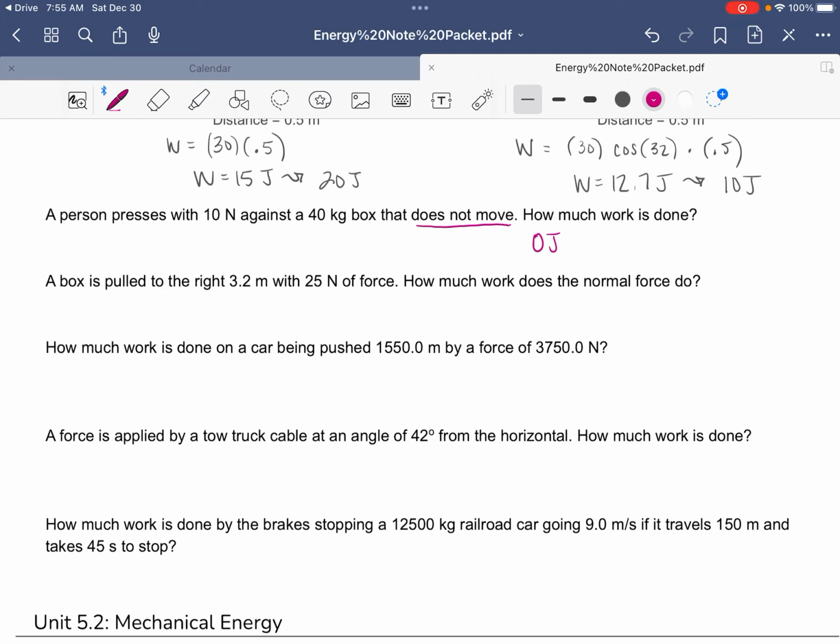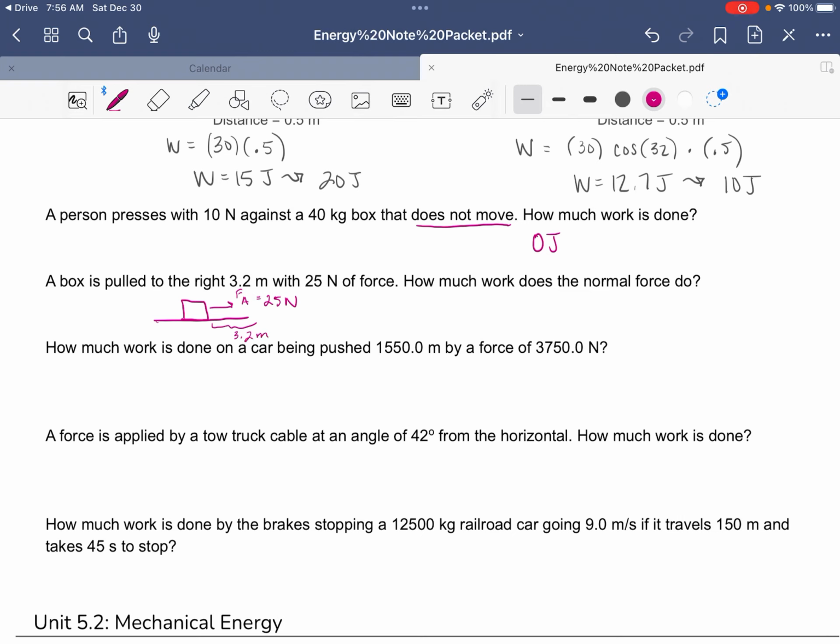For the next one, a box is pulled to the right 3.2 meters with 25 newtons of force. How much work does the normal force do? If we were going to draw the free body diagram for this problem, we have a box. It tells us that it is pulled to the right with an applied force of 25 newtons. It tells us that our distance is 3.2 meters that it travels.